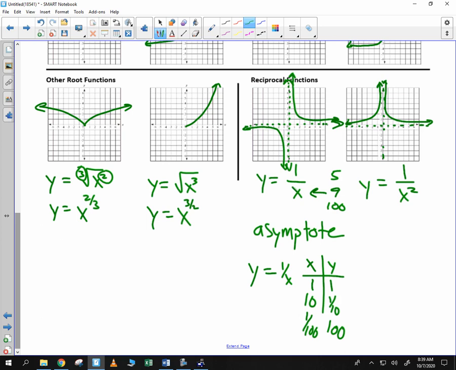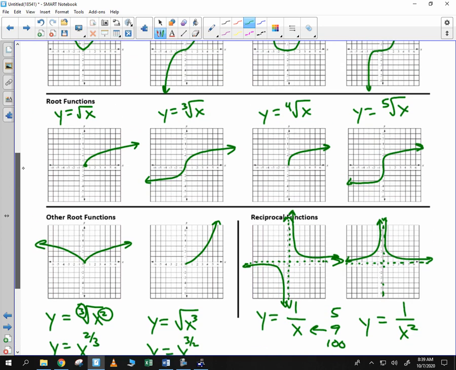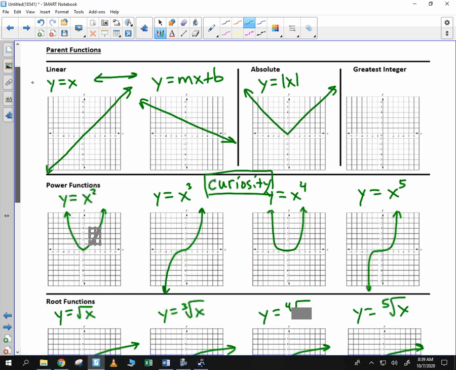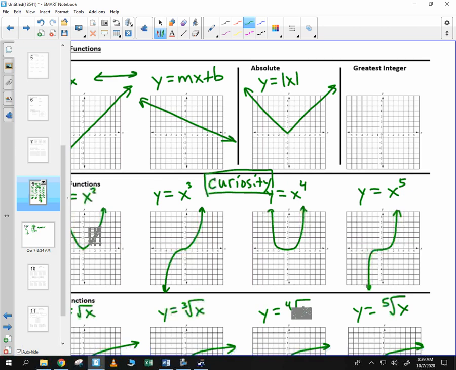And there's your list of parent functions, those that you should commit to memory. This entire list you should know, okay? And I'm sure that you will.